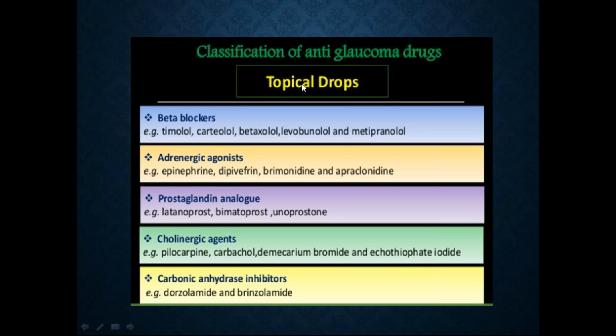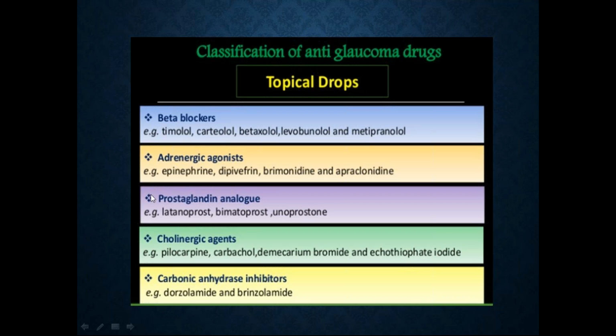Anti-glaucoma drugs can be topical or systemic. Coming to topical anti-glaucoma drugs, the classification is: beta blockers, adrenergic agonists, prostaglandin analogs, cholinergic agents, and carbonic anhydrase inhibitors. Among beta blockers, timolol is the most commonly used drug, and the first drug to start with in open angle glaucomas. Next are carteolol, betaxolol, levobunolol, and metipranolol. Adrenergic agonists are epinephrine, dipivefrin, brimonidine, and apraclonidine. The most commonly used is brimonidine.